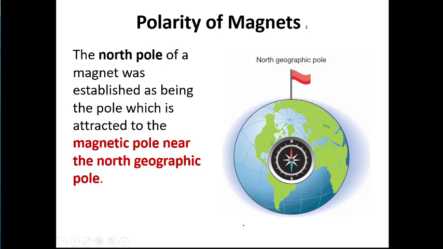And the magnetic pole of the Earth is near the geographic North Pole. It's not exactly the same. The geographic North Pole would be at the exact top of the Earth. The magnetic North Pole kind of varies depending on the time of year, but it's near the geographic North Pole.